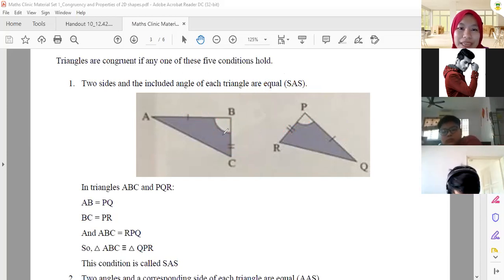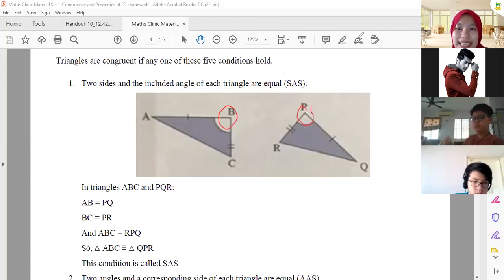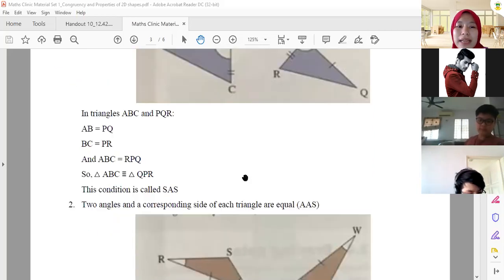Why not? What is the definition of included angle? Angle between two sides. So is this angle between two sides? See, this is the first side. This is the second side. So this angle you call an included angle. It's the angle between two sides. This is SAS.